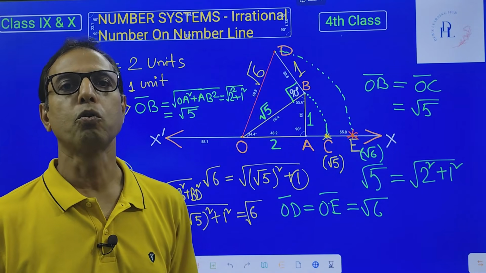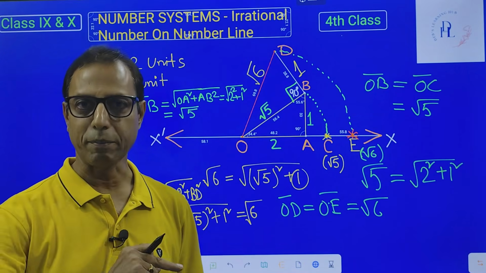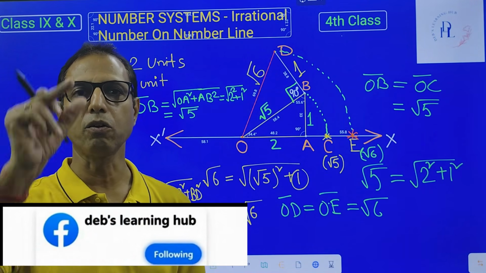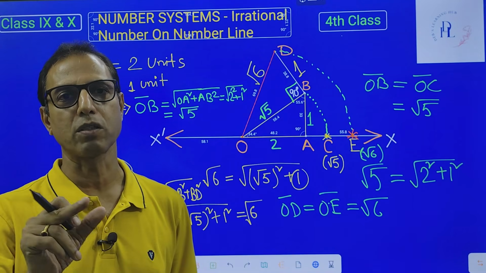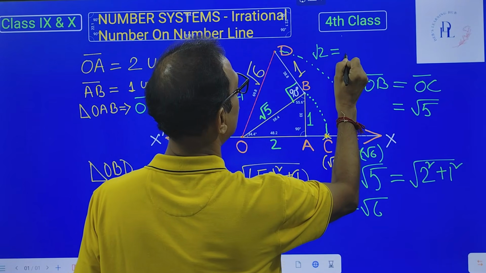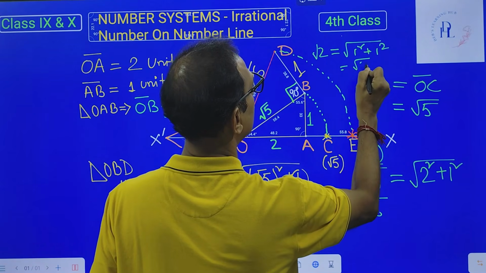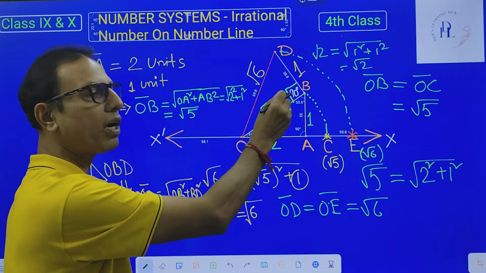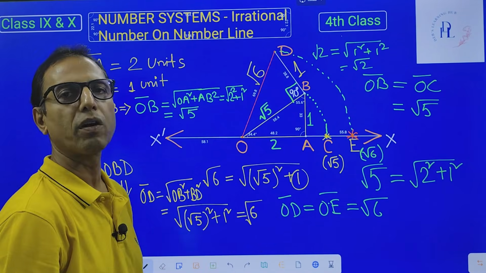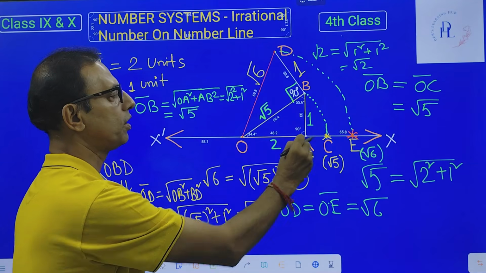अगर आपको बोल रहे हैं जो root over 2 plot root over 2 on number line, कैसे हम लोग ब्रेक करेंगे? दैट मीन्स हाइपोटेन्यूज होगा root over 2, मतलब जो बेस होगा दैट इज 1 and perpendicular also that is 1. So root over 1 square plus 1 square equals root over 2, right? तो अगर आपको root over 2 चाहिए, उस टाइम क्या होगा? OA equals 1, AB equals 1 and OB will be root over 2, and then you will draw the arc centering O with radius OB, then OC will be root over 2.